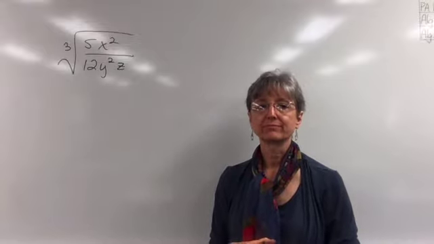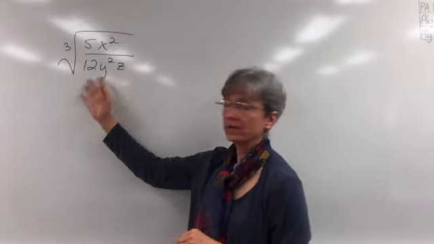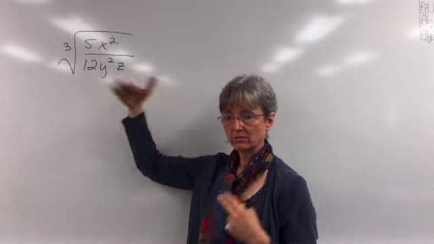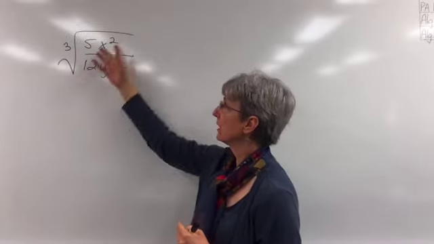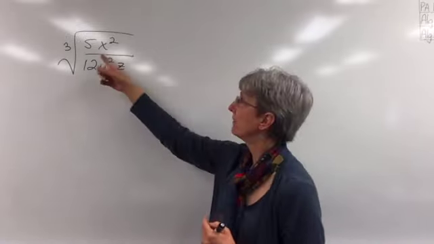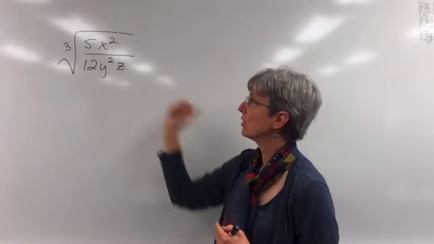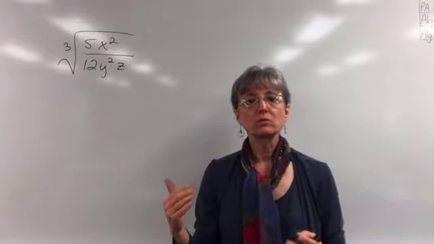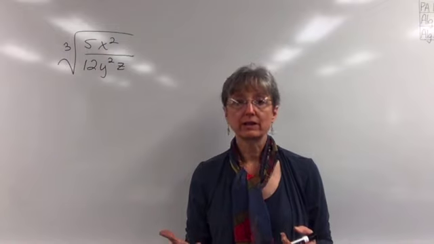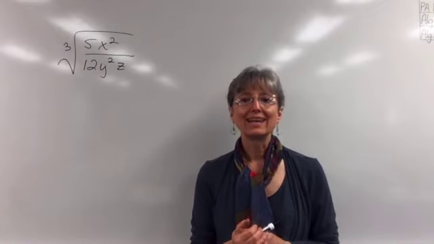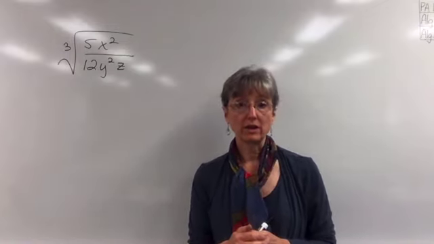All right, let's say you are given a problem like this and you are asked to simplify this radical. And you look, it's already in one radical, this division, but you can't divide anymore. You have 5x squared over 12y squared z. So the only way really that you can simplify this, because you can't reduce it, is to rationalize the denominator.